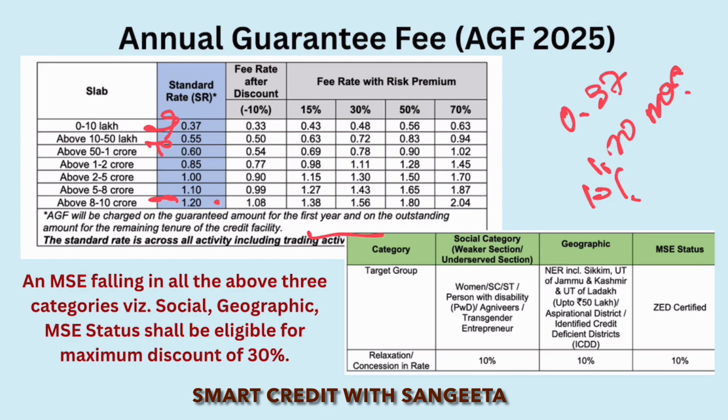Now if your unit is in the northeastern region, including even Sikkim, and your loan is up to 50 lakh, you will be given an additional discount of 10%. And if you are a JDD certified MSME, you will get an additional discount of 10%. An MSME that falls in all three categories, suppose they are an Agniveer and an MSME, women, or SC/ST, and their unit is also located in the northeast region, will get a maximum discount of 30%. All 10, it's 30%.